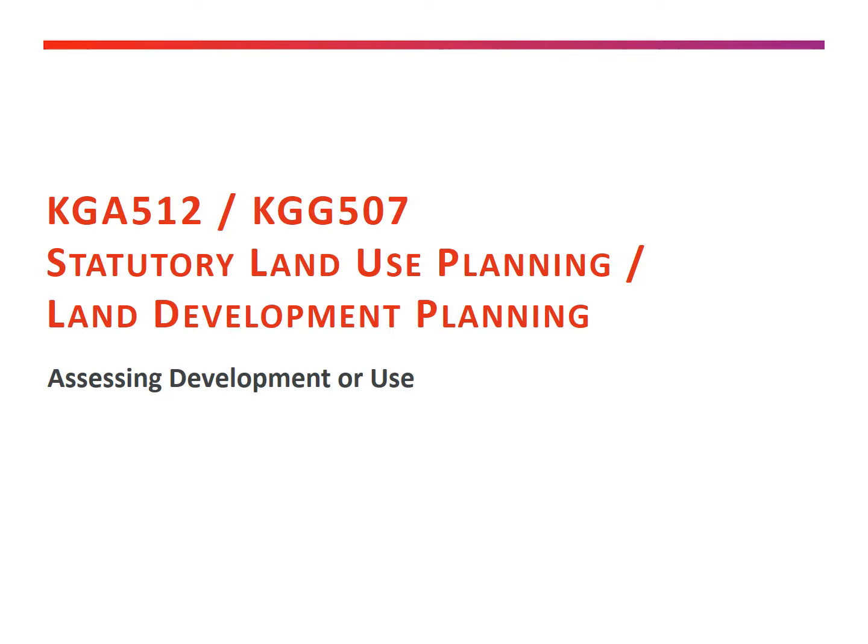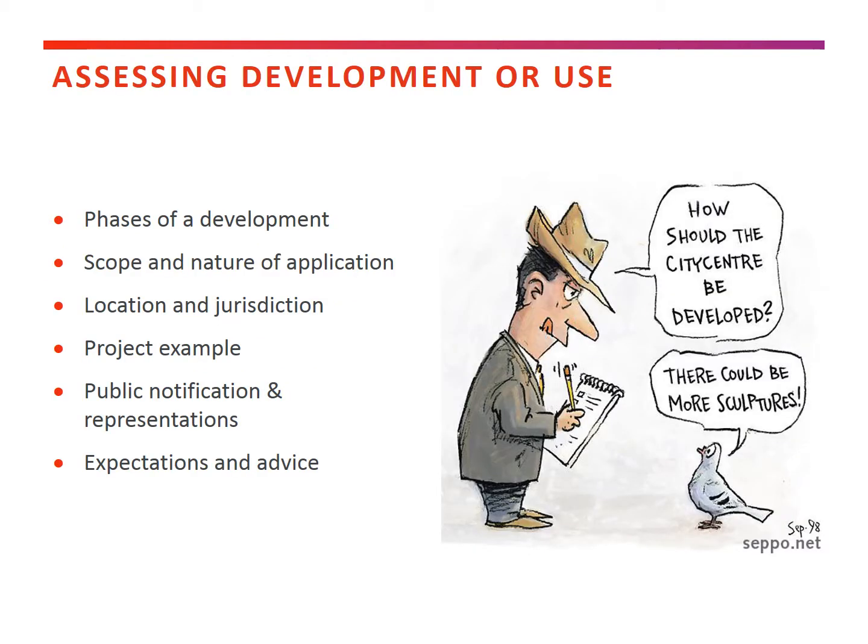This is a little bit of a grab bag of advice to round out talking about assessment of development or use. So we'll talk about the phases of development, emphasising, particularly for big projects, how much goes on before the actual submission of the development application. Talk about the scope and nature of an application, in particular needing to make that really clear. Location and jurisdiction, because this is fundamental to what happens in terms of the review. Is it appropriate use? That's going to depend on where it is.